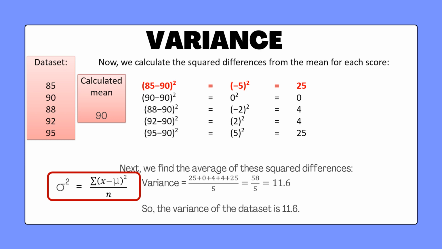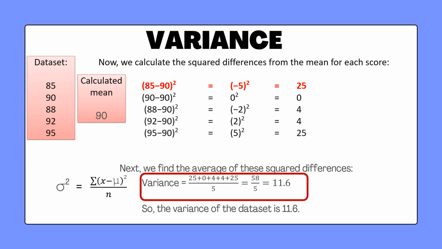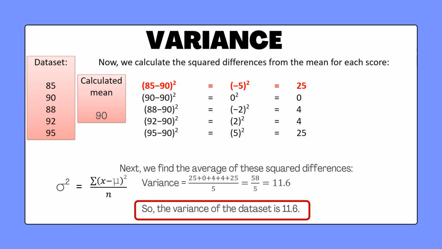Variance equals the summation of the quantity of x minus mean squared, all over the number of population elements. That will bring us to the variance equals the summation of 25, 0, 4, 4, and 25, over 5. That will be 58 over 5, or 11.6. So, the variance of the data set is 11.6.